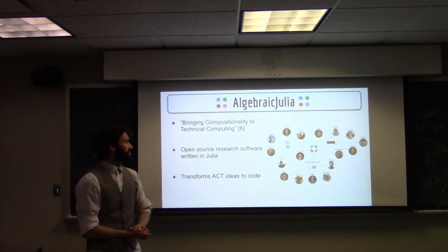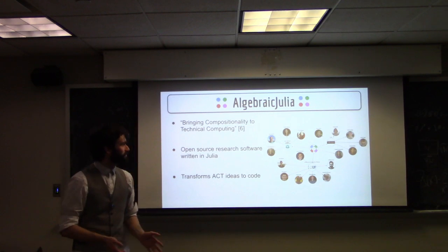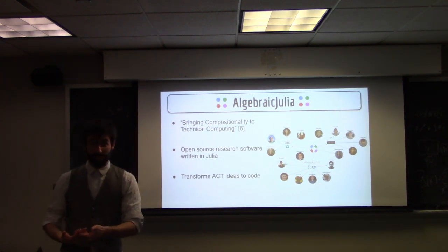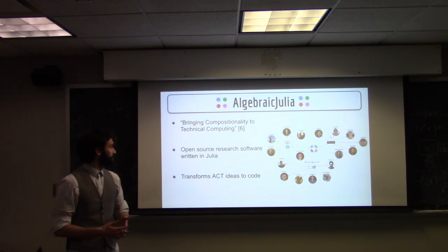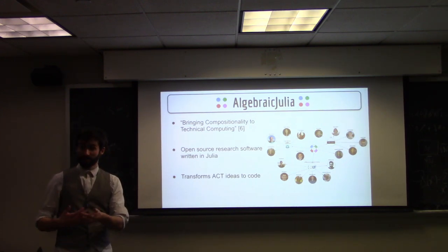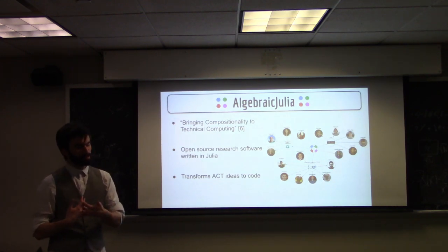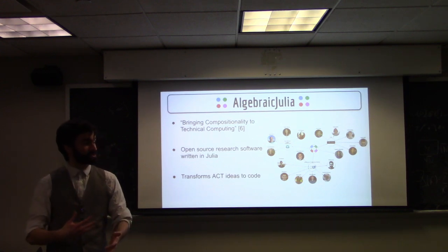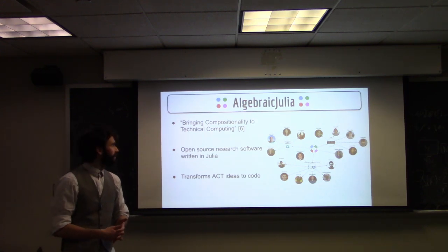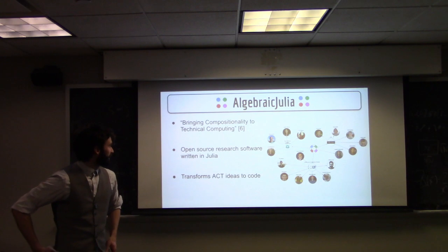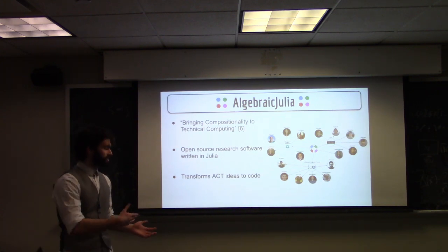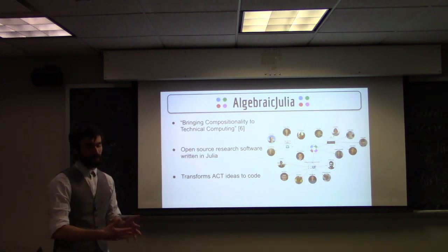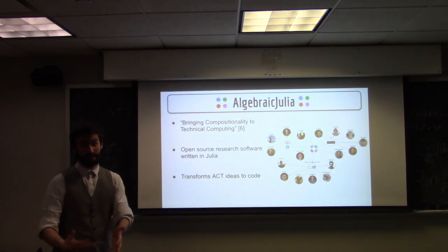And shown on the right-hand side is just a small sample of some of the folks involved in the algebraic Julia ecosystem. The algebraic Julia ecosystem itself is an open source research software tool stack written in the Julia programming language, which is dedicated to bringing high performance computing in a language that looks as simple as Python, or is as performant as C. And their whole goal is how do we translate ideas from category theory, or specifically applied category theory, into the code needed to either implement or run that model.